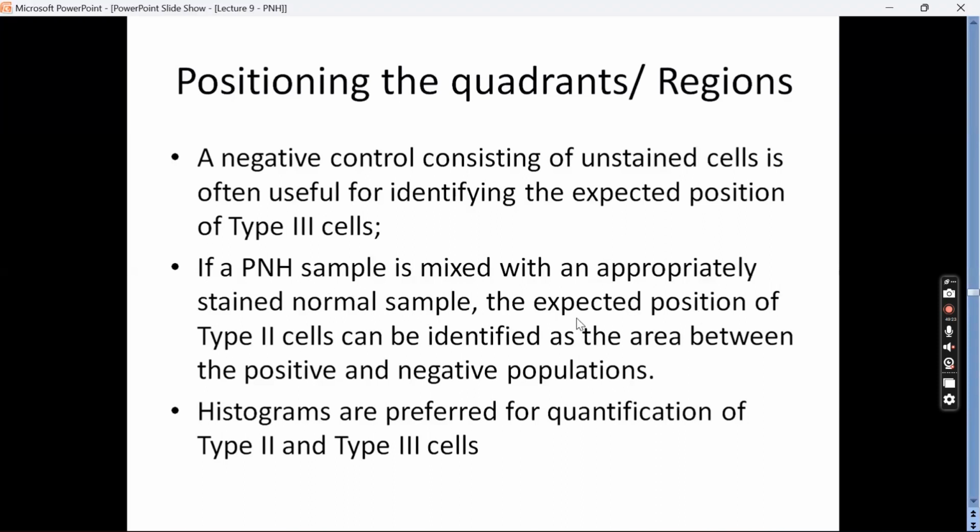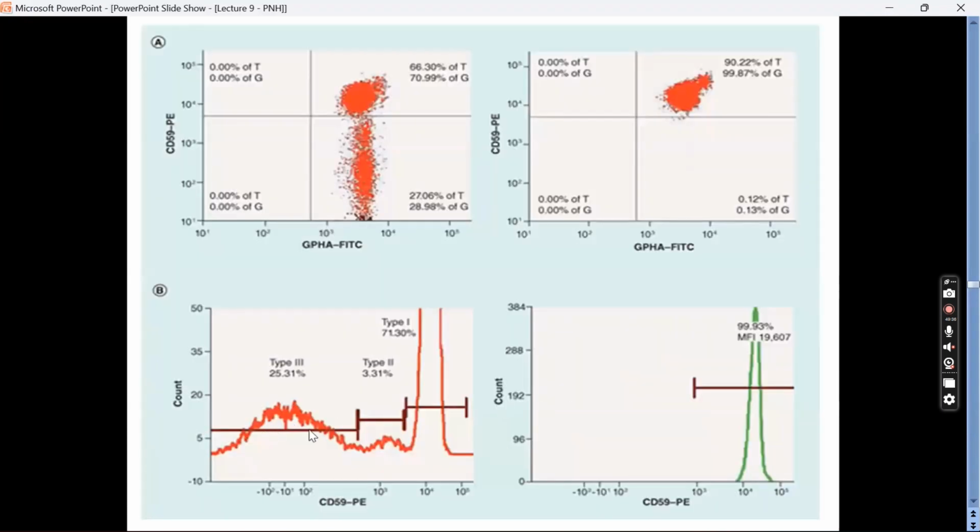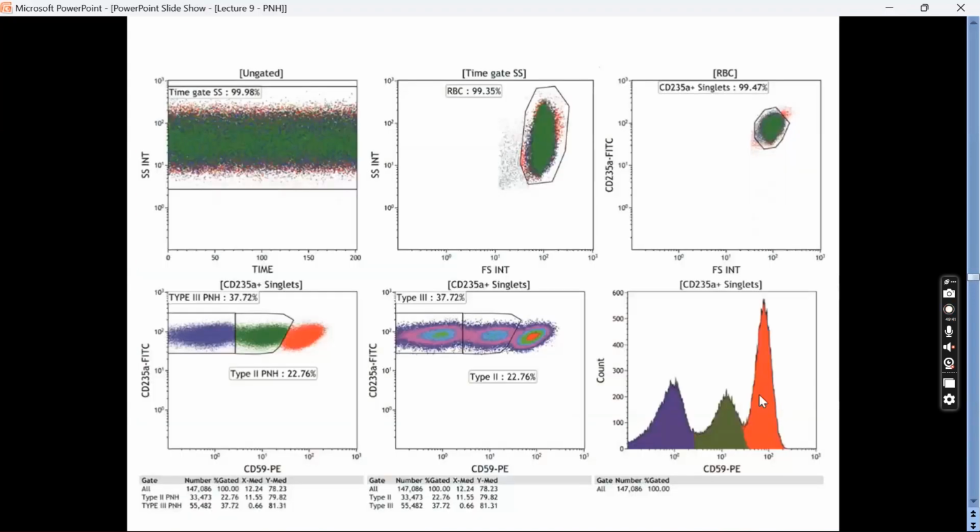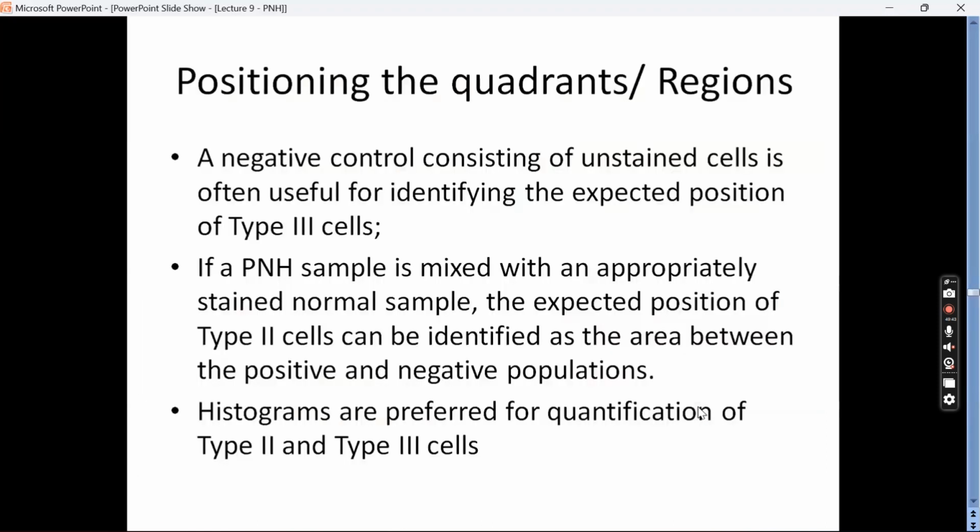Okay. So the expected position of the type 2 cells can be identified as the area between the positive and the negative population. Histograms are preferred for quantification of type 2 and type 3 cells. So when you're quantifying, it is better you quantify them on histograms and not on dot plots, as we do here. So always quantify on histograms.